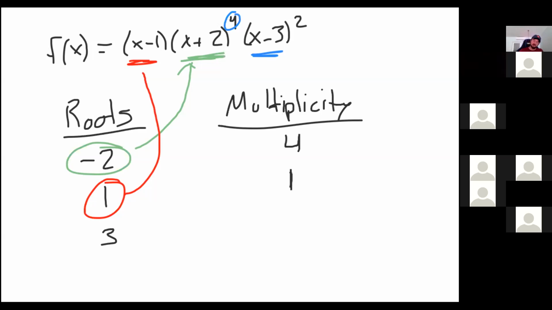And last but not least, do the same thing for 3. Go look at its factor that's associated with it, which is that x minus 3. And then I say, how many times do I see an x minus 3? Well, I see it 2 times. So then the multiplicity of the root 3 is what? 2.